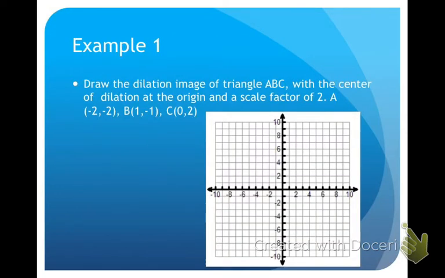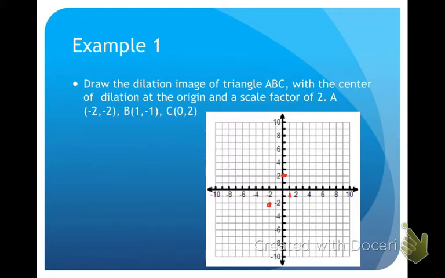So, quick example. We have triangle ABC. We're going to dilate from the origin, and we're going to use the scale factor of 2. We have our points. Let me plot those real quick, so I'm going to pause. Okay, there's my triangle. I'm going to dilate it by a scale factor of 2, so I'm going to double everything. Let's start with A.